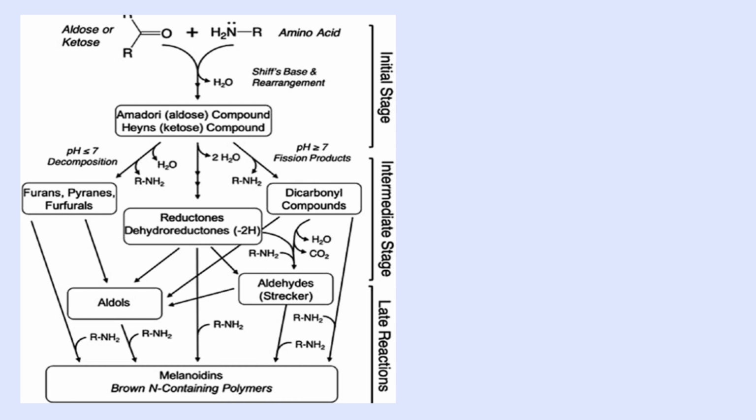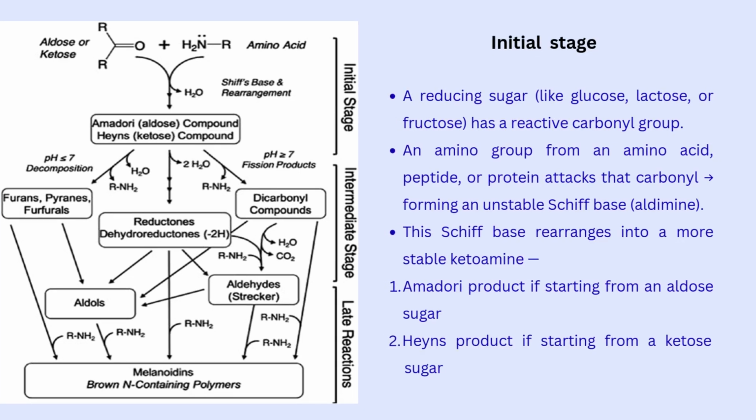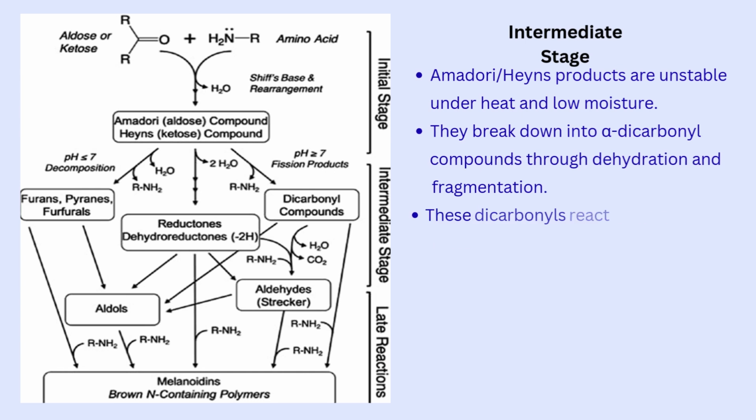The Maillard reaction can be understood in three main stages: the initial stage, the intermediate stage, and the late stage. Let's start with the initial stage. What happens first? A reducing sugar such as glucose, lactose, or fructose provides a reactive carbonyl group. This group is attacked by the amino group of an amino acid, peptide, or protein, forming an unstable compound called a Schiff base, or aldimine. This Schiff base then rearranges into a more stable ketoamine. If the sugar is an aldose, it becomes an Amadori product, and if it is a ketose, it forms a Heyns product.